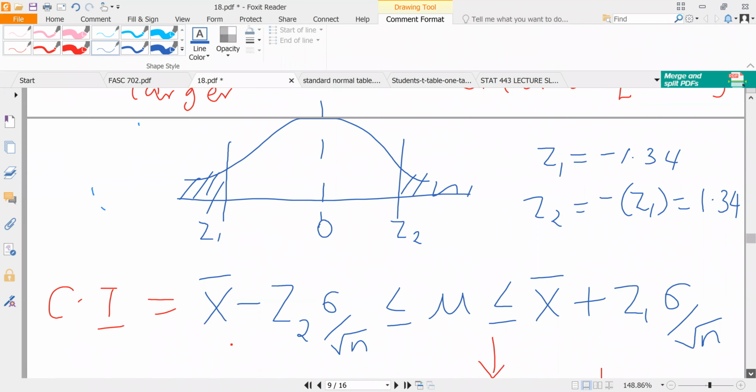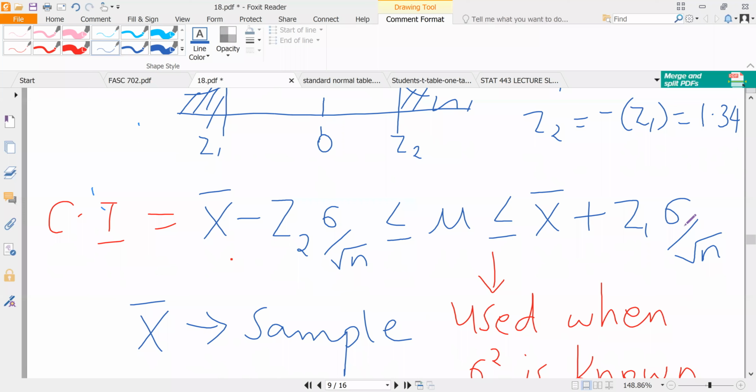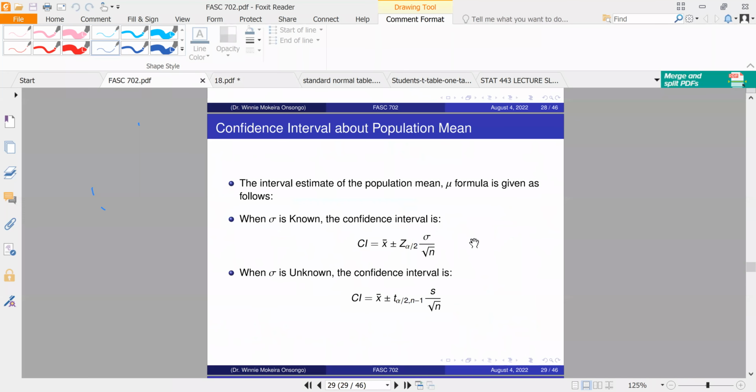So the quantities Z1 and Z2 in this confidence interval will always be obtained from statistical tables. And for you to be able to obtain the values in the statistical tables, you must define your level of significance. The alpha level of significance has to be defined, and then you use that alpha level of significance to identify the values of Z1 and Z2. That is what we have.